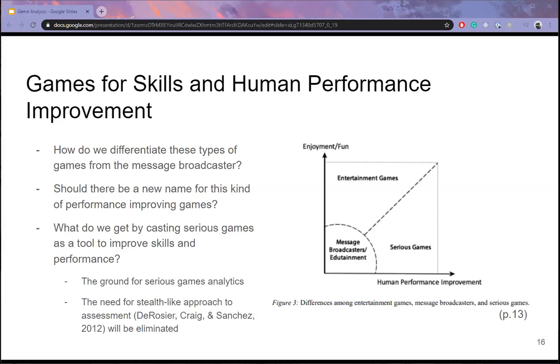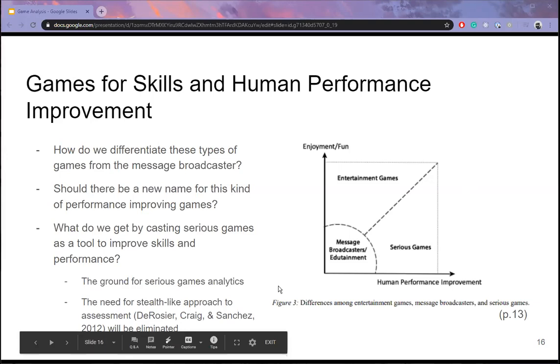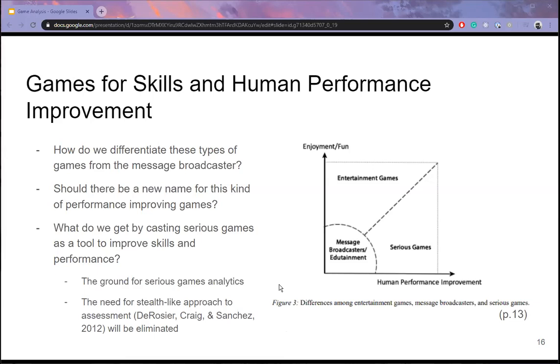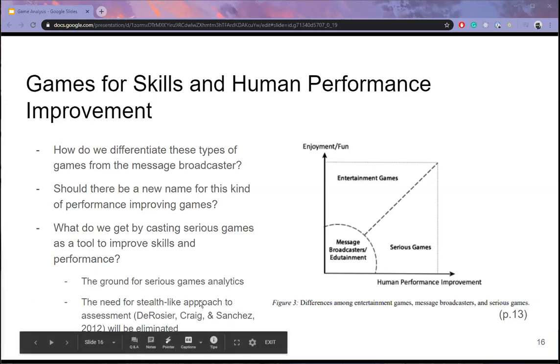Okay, so now how do we actually go about measuring it to analyze it? It's a very broad term to define this category of game. And then the need for a stealth-like approach to assessment will be eliminated. Stealth-like approach assessment refers to the user not being fully informed about what kind and how much gameplay data were being collected. This approach was taken a few years ago, but now I think there's a whole new law that prevents this kind of thing. So by having a purpose for the serious game, we can avoid the need of using this kind of approach to measure the game.